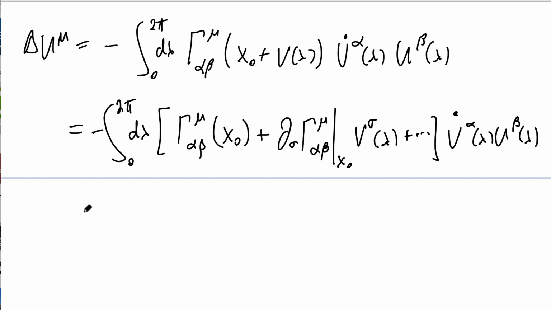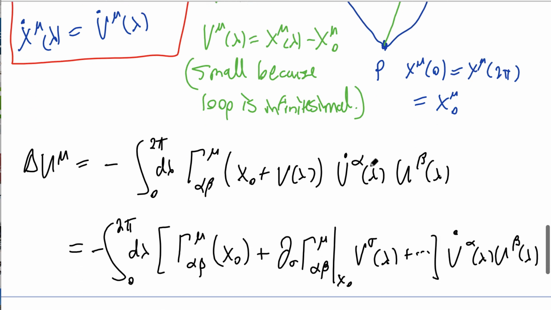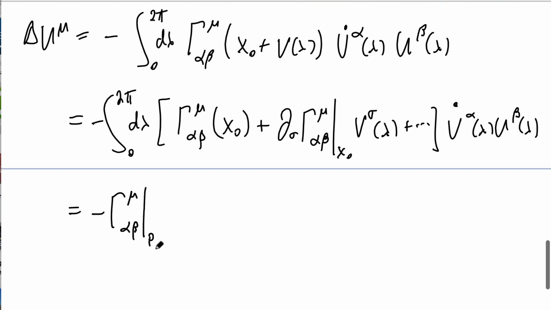Now let's write these terms separately. The first term is minus, now notice the Christoffel symbols here are evaluated at x_0. This doesn't depend on lambda, so we can pull that out from the integral. And it's evaluated at x_0. That's the point P. If you'll recall from the diagram, x_0 is just the point P. So I'll put a little symbol here that it's being evaluated at point P. That's times the integral from 0 to 2π of v̇^α, which depends on lambda, and u^β, which depends on lambda. So that's the first term here.